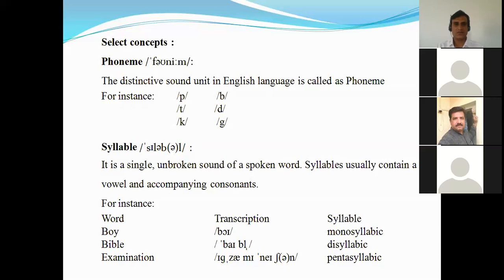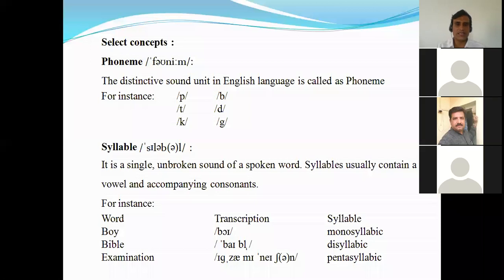The next word, most of the Indian speakers say it in a way which resembles syllabus. The exact pronunciation is syllable. It is a single unbroken sound of a spoken word. A syllable usually contains a vowel and accompanying consonant. So syllable is nothing but a combination, an amalgamation, a coming together of vowel and consonant to form a syllable.